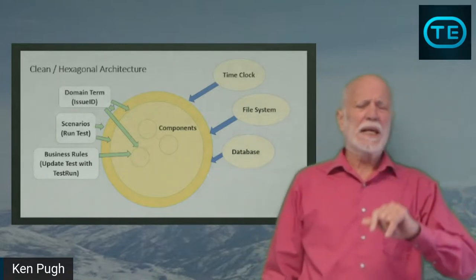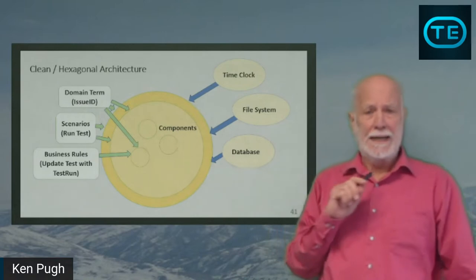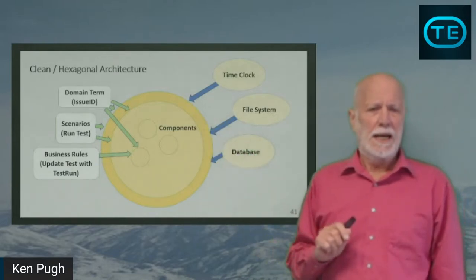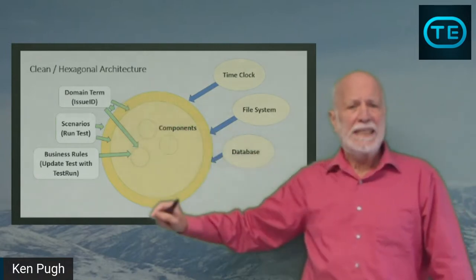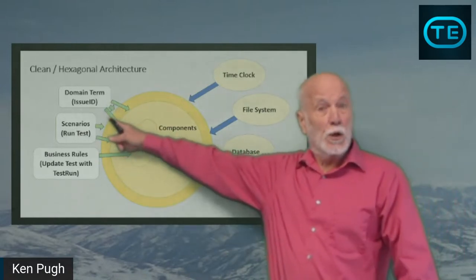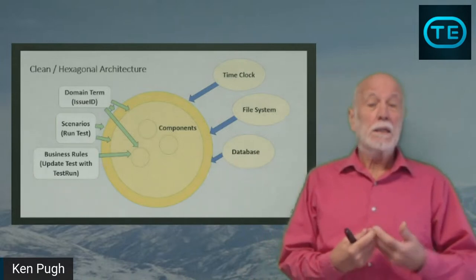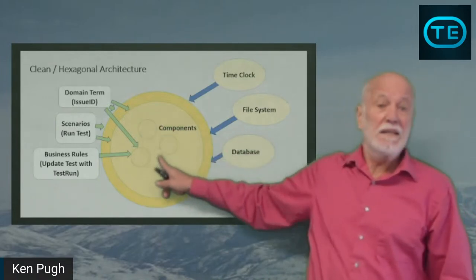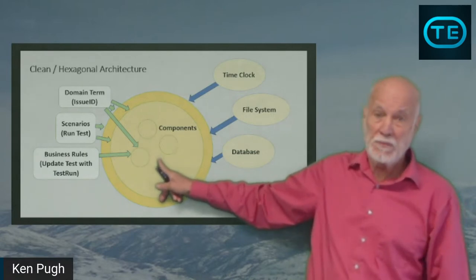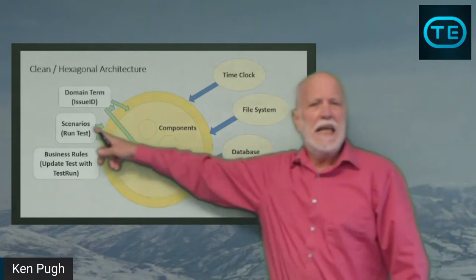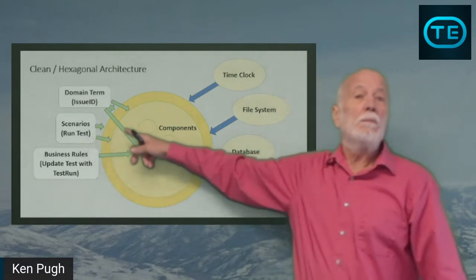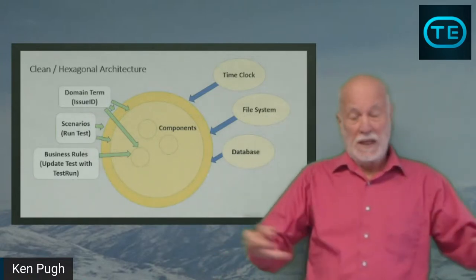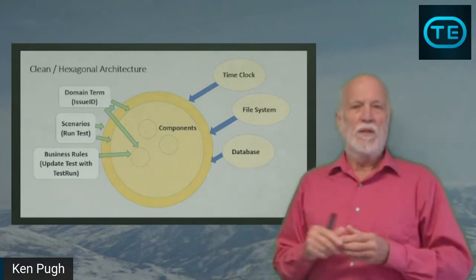So now, let's look at how this all applies in our clean hexagonal architecture. We have our time clock, our file system, and our database that are our services on this side. Our domain terms like issue ID actually are applicable to the external world because we're going to be using that formatting as part of our interface. Those domain terms are also applicable to the core. And in fact, all of our individual components should be operating on domain terms rather than on doubles or floats. The scenarios, i.e. the run test scenario, are going to be utilized for our core, and also to run against the UI to make sure that the UI is properly plumbed to the core.